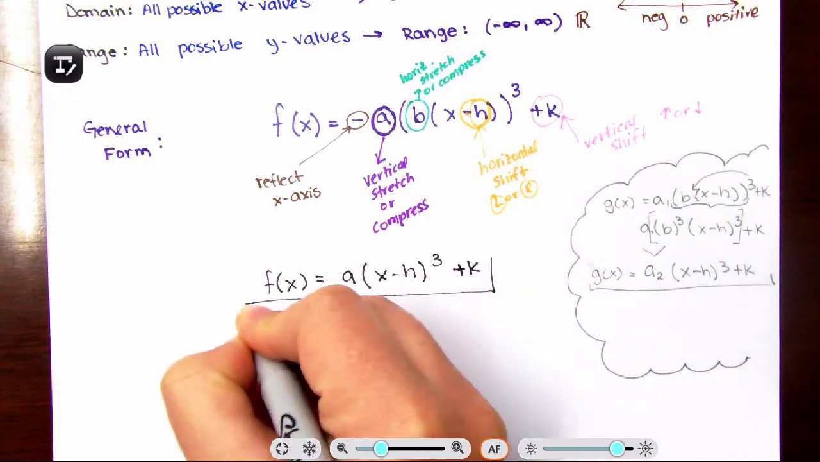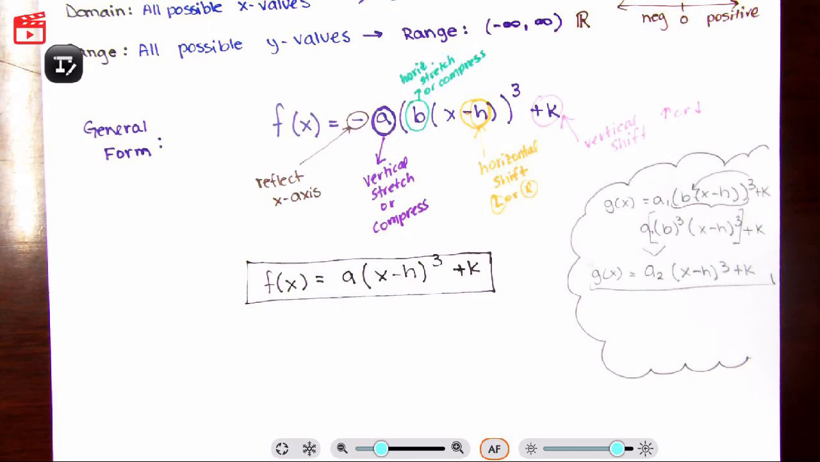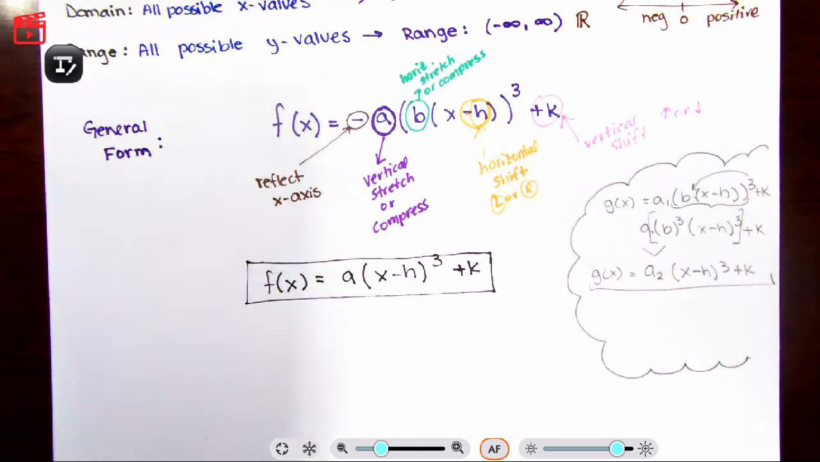And you need to know that a is your vertical stretch or compression. x is just a variable. We keep that. h is your horizontal, left or right. k is up or down. Now there is one other thing that you need to know, and that is where your vertex is.